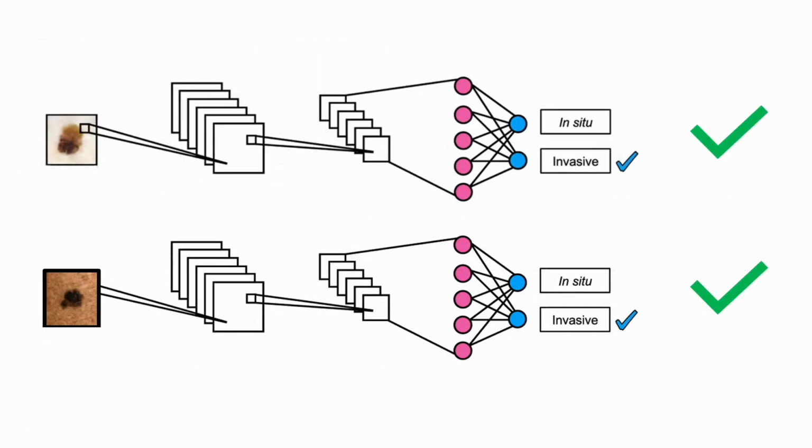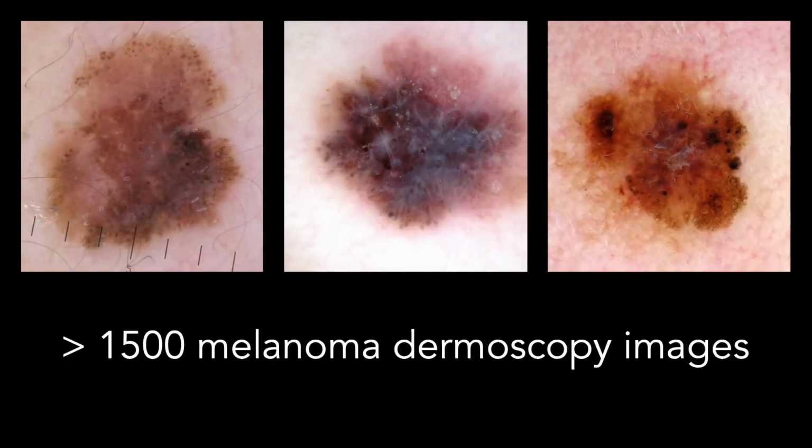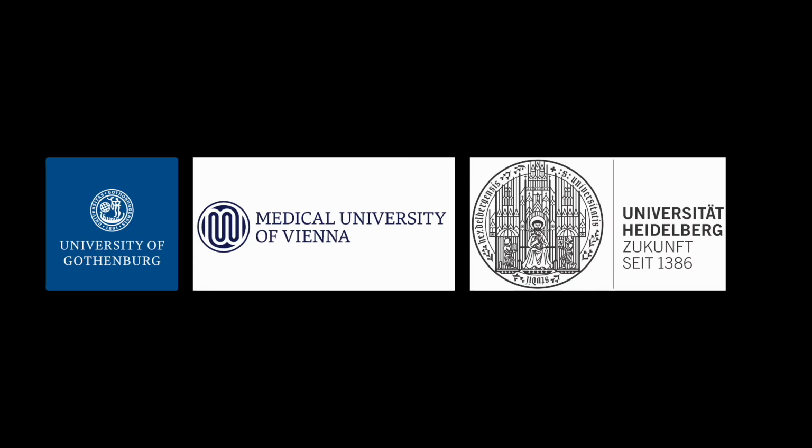So now we have data on a CNN that was trained and validated on dermoscopy images and a CNN that was trained and validated on clinical close-up images. And the next step is, of course, to create a merged model where we integrate both the dermoscopy and clinical close-up images. We also have 1,500 melanoma dermoscopy images that, of course, we will share in future investigations. And we have also initiated collaboration with the Medical University of Vienna and the University of Heidelberg. And we hope that you can read more about this collaboration in subsequent manuscripts.